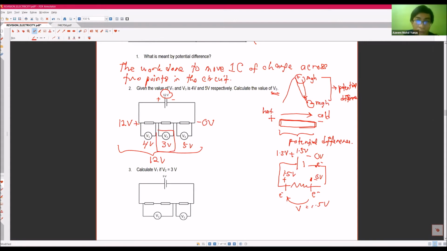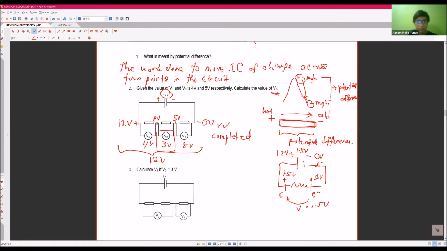If we want to find the potential difference point by point, how much the potential drops until 0 here: 12 minus 4 becomes 8 at this point. 8 minus 3 becomes 5 at this point. 5 minus 5 is 0. Then we have completed the potential difference loop here.